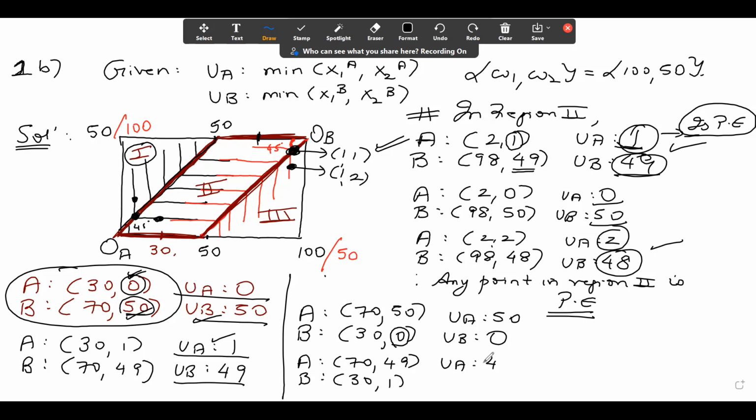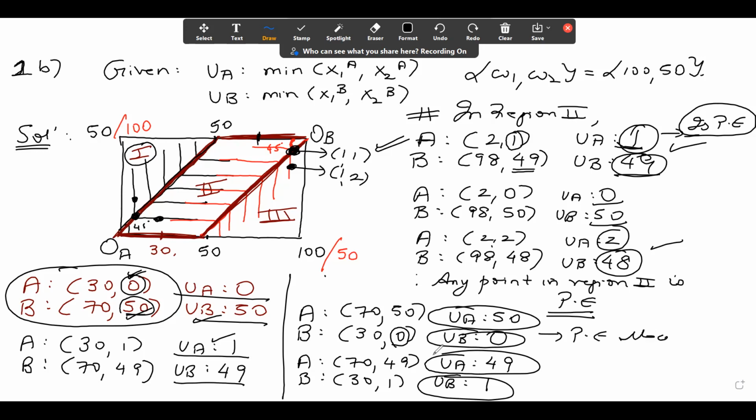Utility which A gets is now min of 70, 49. Utility which B gets is 1. Compare both. B has become better off by making A worse off. That means this is also a Pareto efficient allocation.